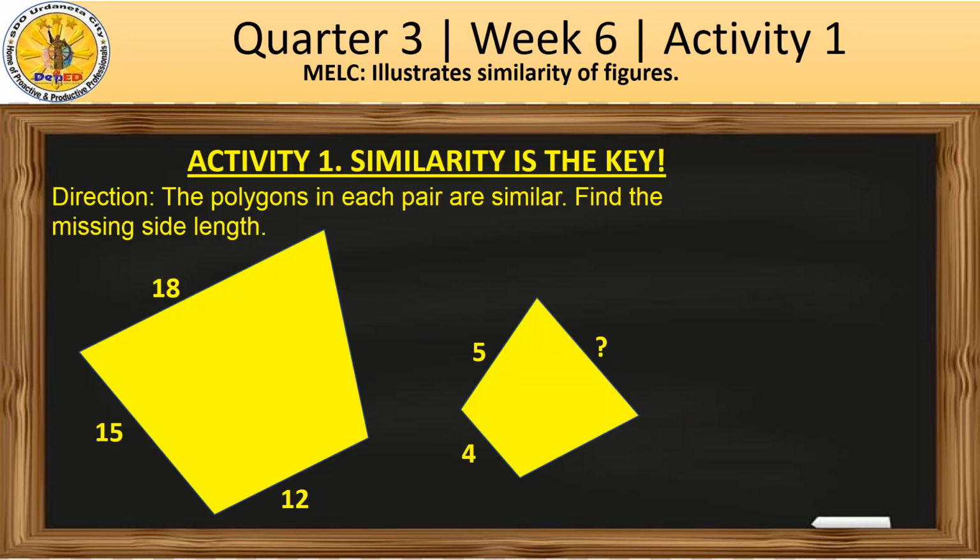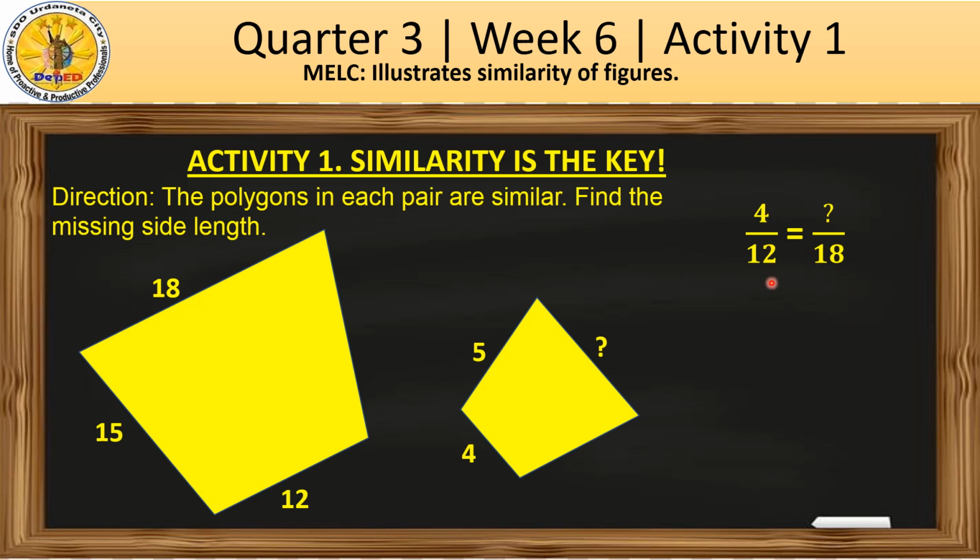Okay, next we will solve a problem similar to what you have in activity 1. Similarity is the key. The direction says the polygons in each pair are similar. Find the missing side length. Now, in solving a problem like this, the first thing that you need to do is determine which sides correspond to each other. That is very important so that you can set up your proportion properly. Now, I am going to set up my proportion this way.